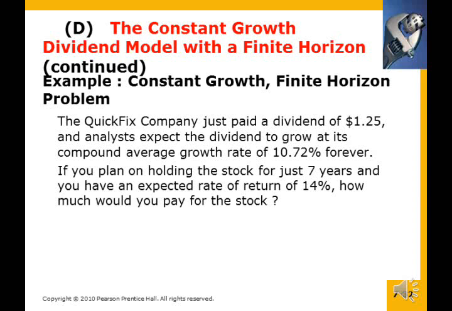First, just paid dividend means that's the dividend note. Dividend note equal 1.25. This is the just paid or most recent dividend. The growth rate equals 10.72%. The investor will hold this stock for 7 years only. So n equals 7. And in the rule, I will have the future price. The rate of return equals 14%.